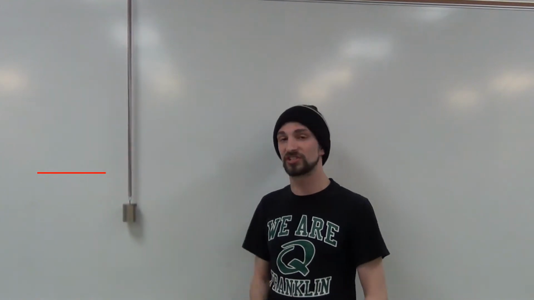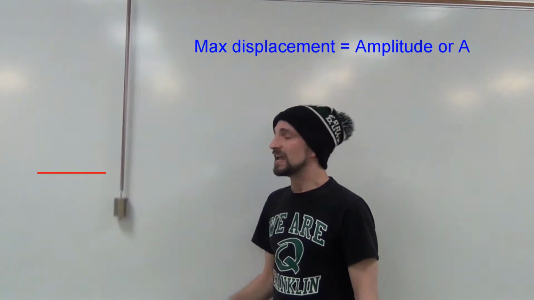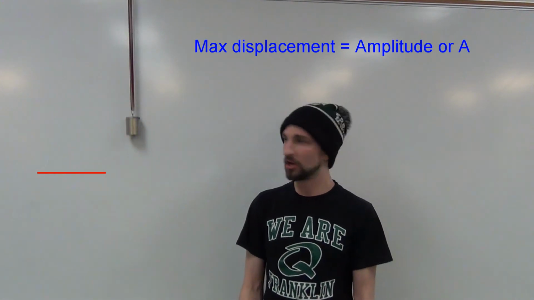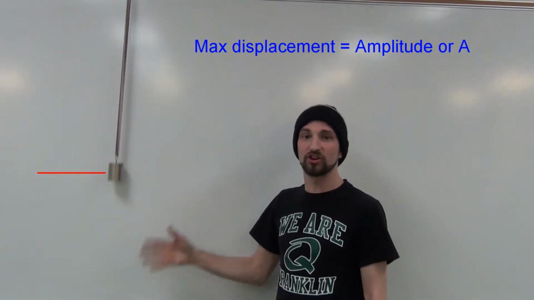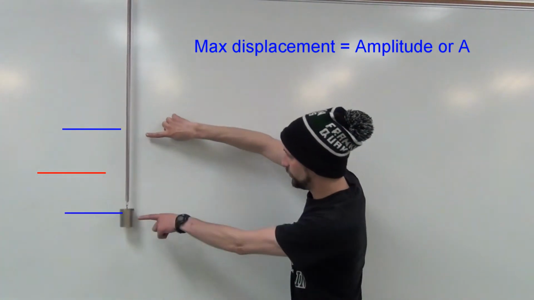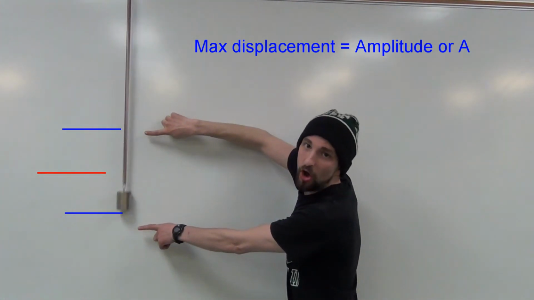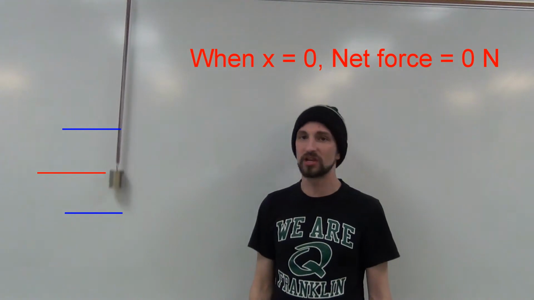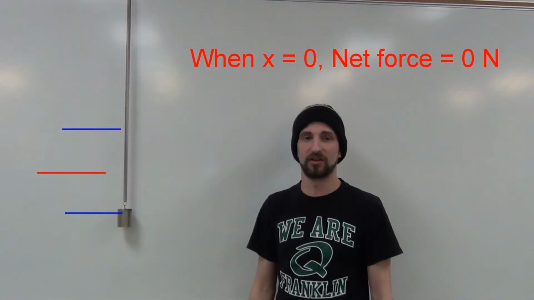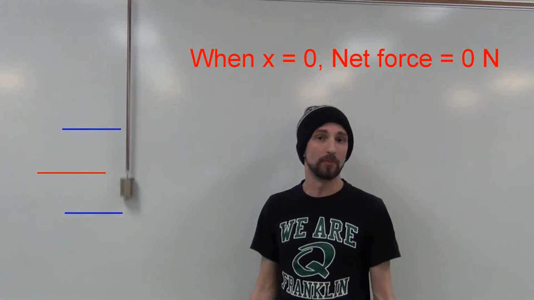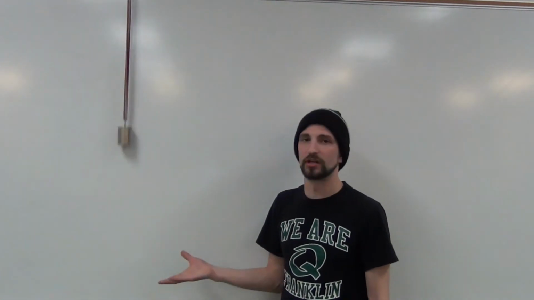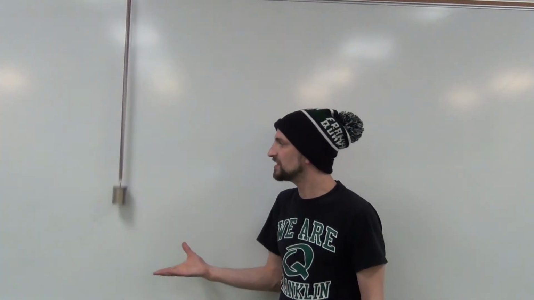The key parts to this system right here is that the max displacement we're going to call amplitude. So the whole motion, there's displacement, but at either end, there's what we call the amplitude, the max displacement. And not only that, but when it reaches its equilibrium position, the amount of force acting on the system at that moment is zero.